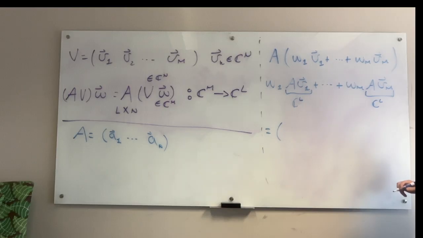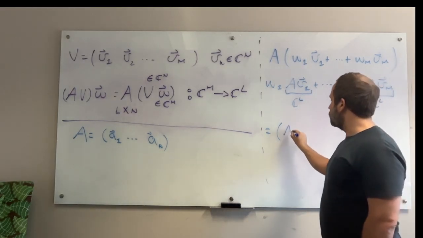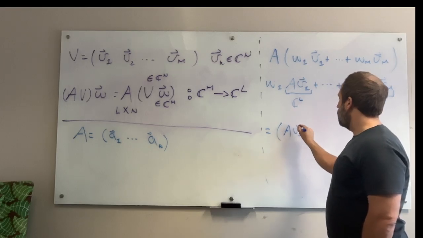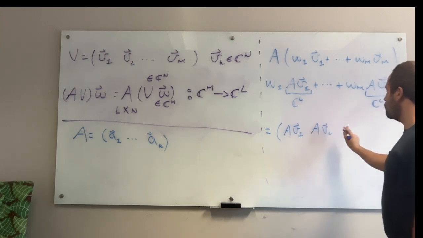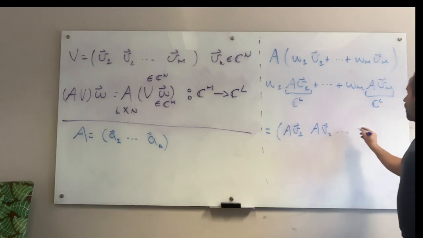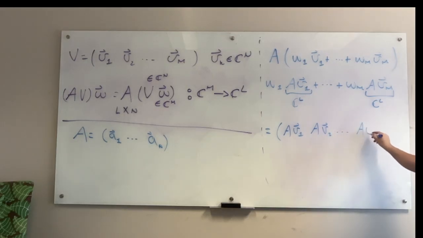It's going to be a matrix with L rows and M columns. The first column of this matrix is going to be A times V1. The second column is going to be A times V2. And then all the way down to the end, we're going to have A times Vm. And then we're going to multiply it by the W vector, W1 through Wm. Okay, and so notice what we have here.